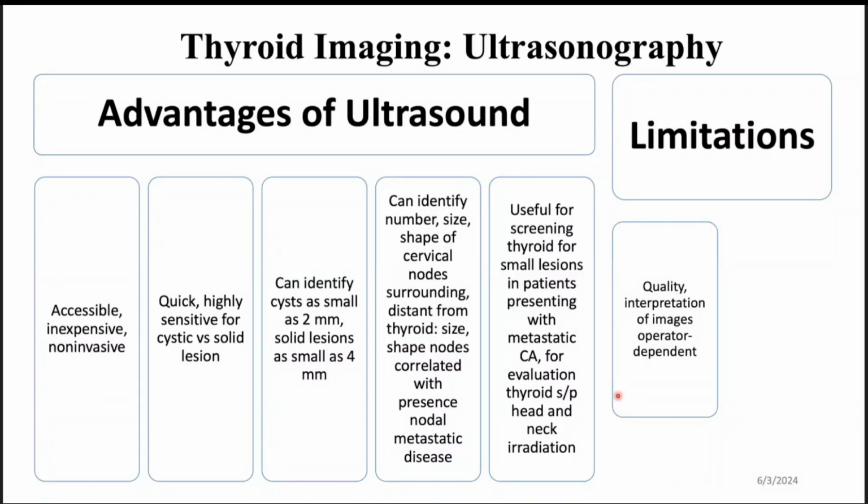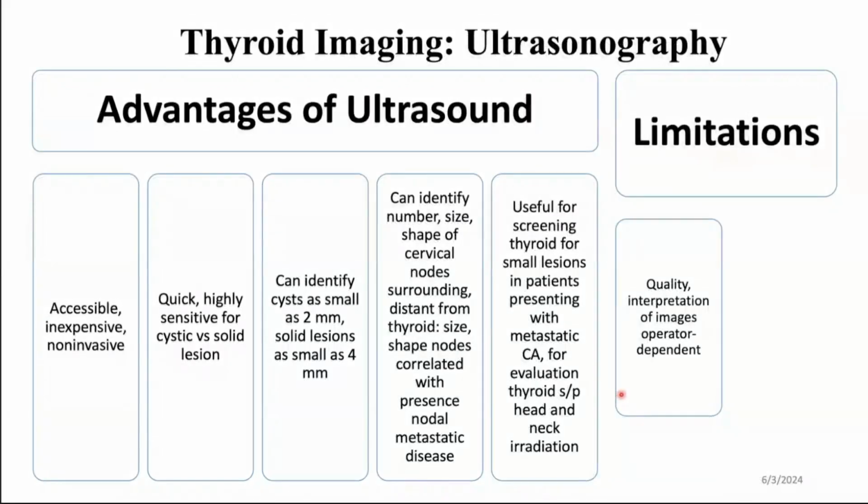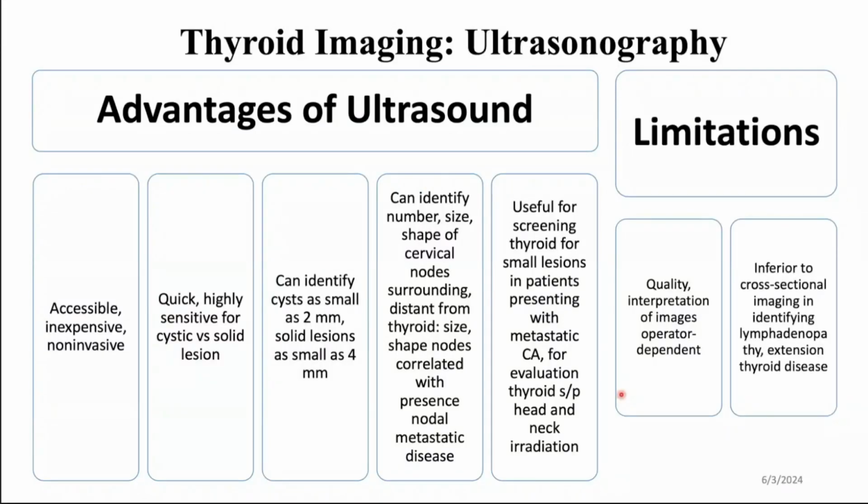It's operator dependent. The quality of the images depends on the person who is doing the scan. It's not like CT or X-ray, where you just put the patient inside the machine and do the images. Ultrasound is a hands-on examination, so it has operator dependency. And it is also inferior to cross-sectional imaging such as CT and MR for identifying lymph nodes and metastatic disease.